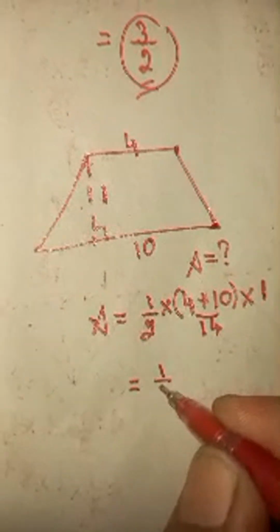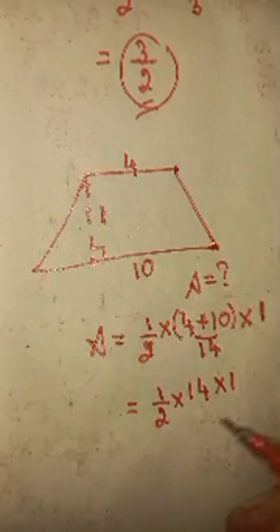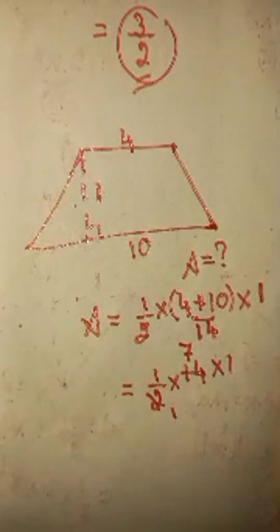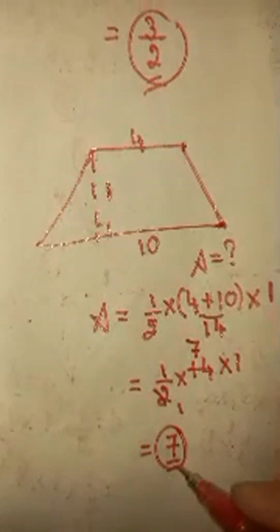So it is half times 14 times 1. 2 times 7 is 14, and 7 times 1 is 7 units.